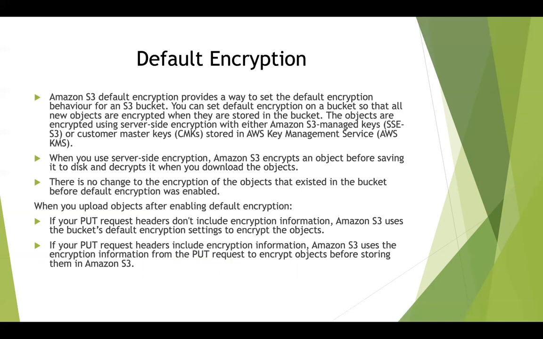So the objects in the S3 bucket are encrypted using server-side encryption, either using S3 managed keys, so it's called server-side encryption by S3, or customer master keys stored in the key management service, or AWS KMS. Okay, we will not deep dive into what AWS KMS is, but understand that there are two ways that you can enable encryption on your S3 bucket. One is through server-side encryption S3, and the other one is through KMS.